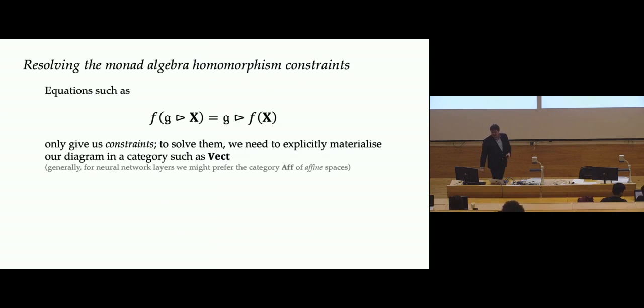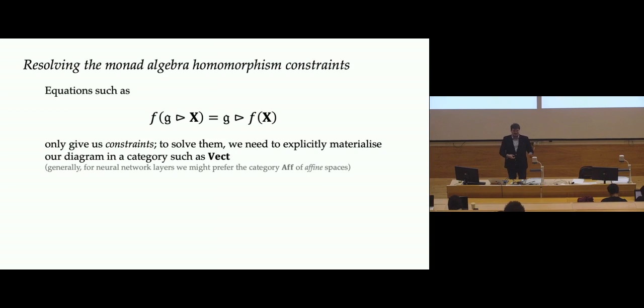Okay? Now, of course, once you have a constraint like this, it only tells you what is the mathematical property that your neural network needs to satisfy. It doesn't tell you how to actually implement it. In order to use category theory to tell us how to implement it, we need to plug this diagram, this equation, into a category where we work with vectors.